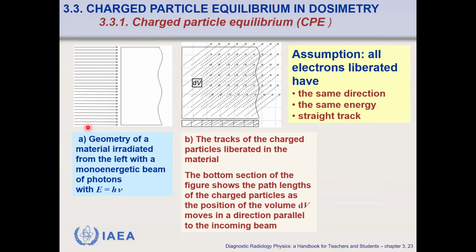As these photons travel deeper into the material, they are more likely to interact with atoms and transfer their energy. So this can result in the liberation of more electrons and the creation of additional electron tracks. So the deeper the material, the more interactions are possible. This will lead to an increase in the number of tracks.